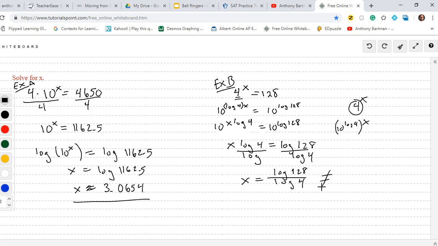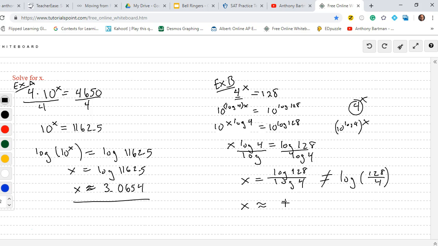Notice how this is not the same as log of 128 divided by 4. There isn't that shortcut in here. We actually have to do log 128, that's a number, log 4, that's a different number, and then divide them. So when you divide them, you end up with x is about 3.5.